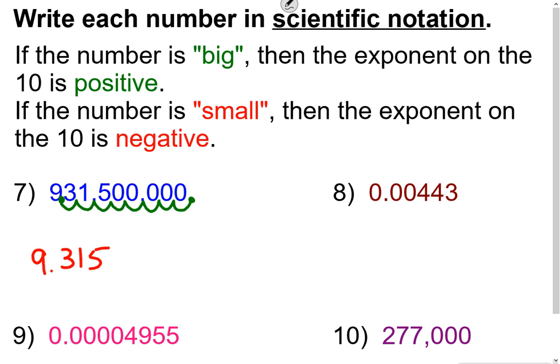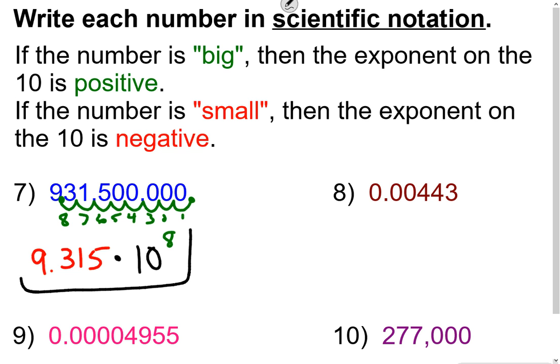We're going to multiply times 10 raised to some power. Well, what power is that? This is where I'm going to go back and I just have to count this. So I moved it 1, 2, 3, 4, 5, 6, 7, and 8 places. So the exponent on my 10 is going to be an 8. So 9.315 times 10 to the 8th power is my number written in scientific notation.